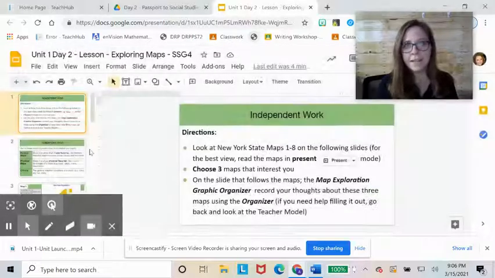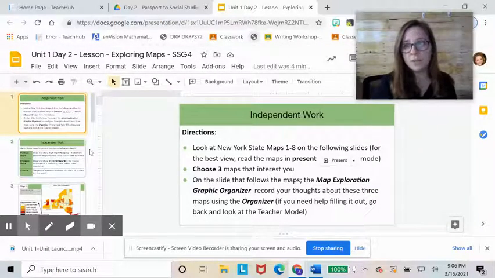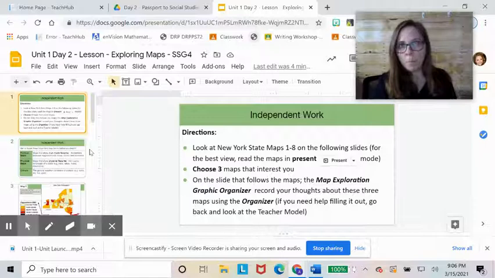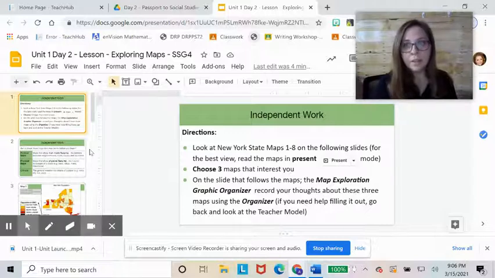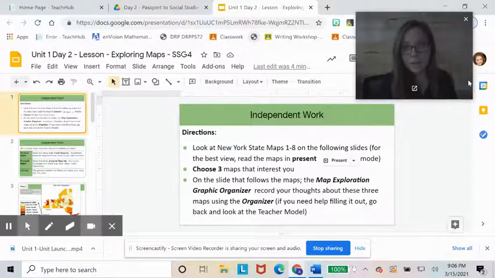Hi friends, today during our lesson we explored different types of maps. Maps have features that help us read them and they provide us with important information. Let's get started with our independent work today and let's go over it together.